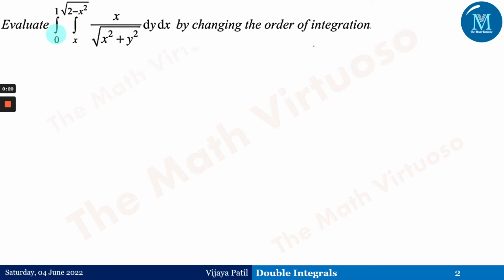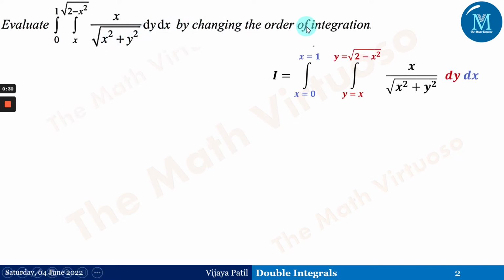So evaluate the integral from 0 to 1, integral from x to square root of 2 minus x square, of x upon square root of x square plus y square dy dx, by changing the order of integration. Now if you observe here, we have got two variables y and x, and the innermost integral is dependent on x. That means y is absent over here. So the inner integral is for y and the outer integral is for x.